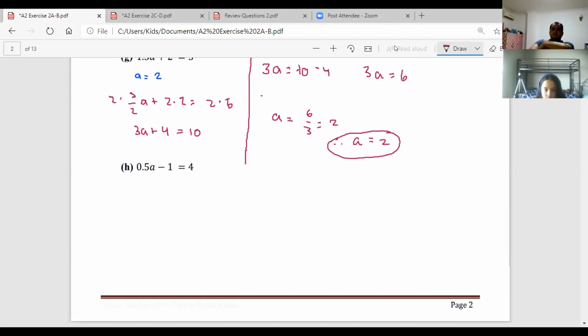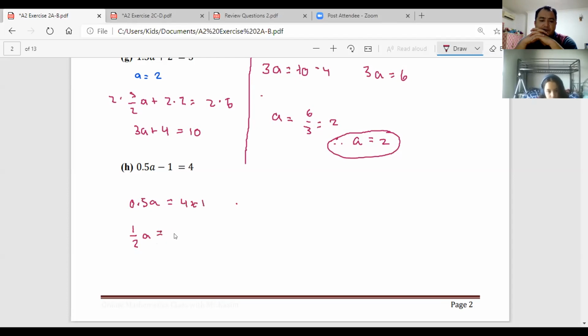So, 0.5a equals 4 plus 1. So that is, okay. No. From the new row, Shahina, don't write like this. From the new row, can you change 0.5 into a fraction, Shahina? What is it? 1/2. Good. Right. 1/2 a equals 5.